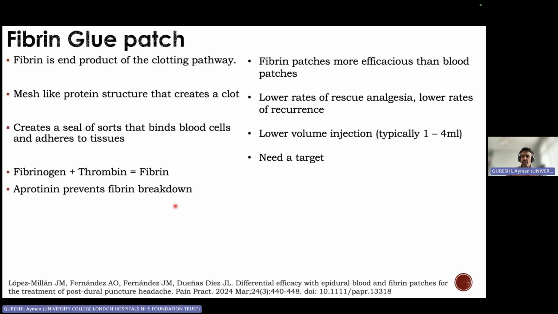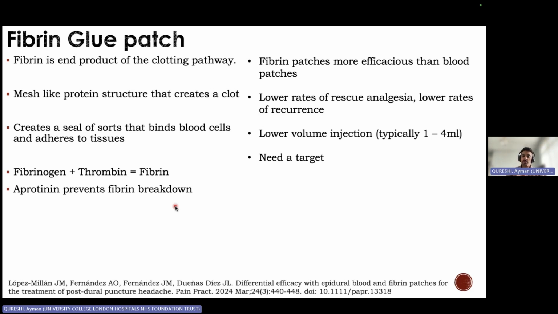So in this study, they had 70 patients, and they divided those into a group of 35 that got blood and a group of 35 that got fibrin. All of the patients that got fibrin symptomatically resolved within 24 hours, whereas the patients that got blood had a similar efficacy of around 65%, as we saw in those earlier papers.